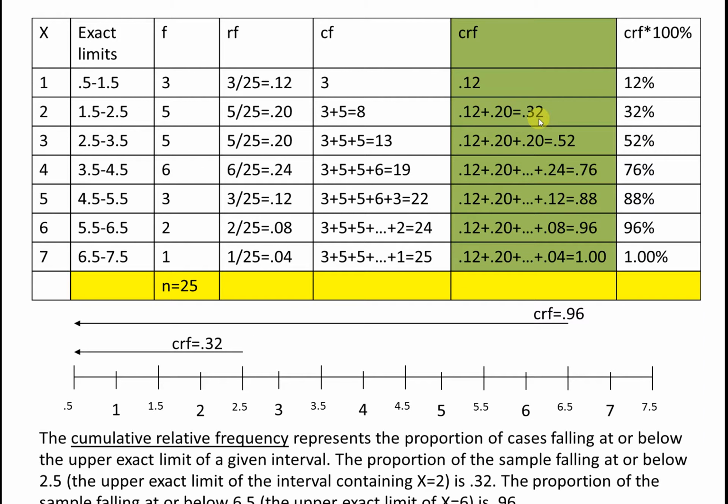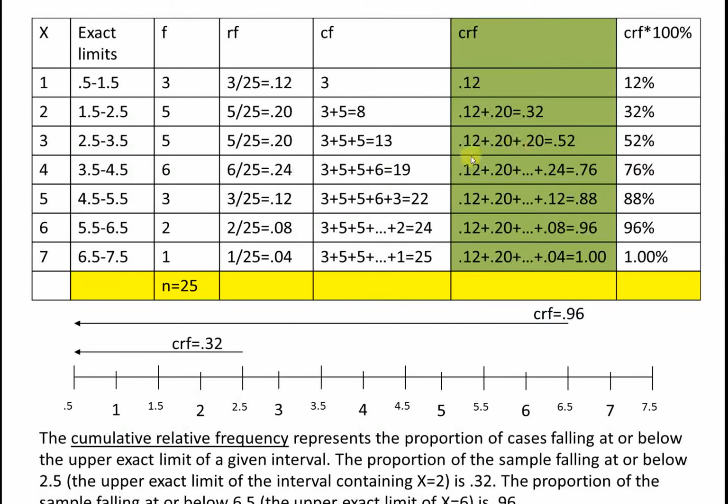So if we multiply that by 100%, that would mean that 32% of the distribution falls at or below a 2.5. If we take this cumulative relative frequency and add the relative frequency from the next interval between 2.5 and 3.5, then we end up with a value of 0.52, meaning that the proportion of the distribution that falls at or below a 3.5 is 0.52. Multiply that by 100%, we're talking about 52% of the distribution that falls at or below a 3.5.